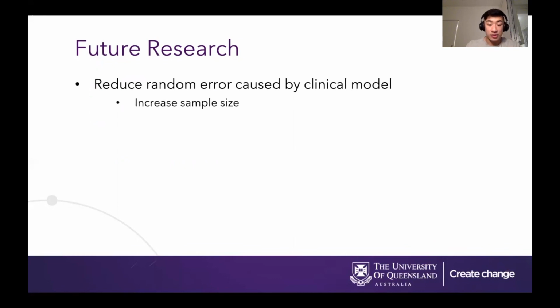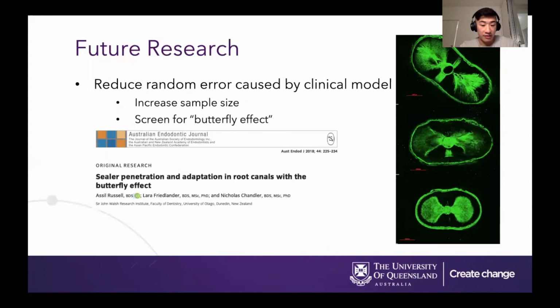We also should have screened the teeth for the butterfly effect. So Russell and colleagues have suggested that in teeth that showed this butterfly effect, sealer penetration in the buccolingual direction is consistently greater than in the mesial-distal direction. This provides a possible confounding factor in the study of sealer penetration.